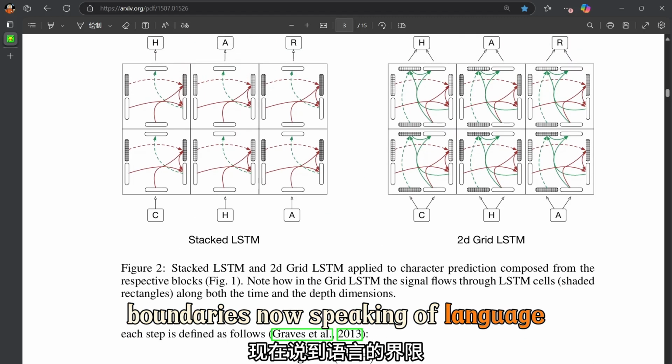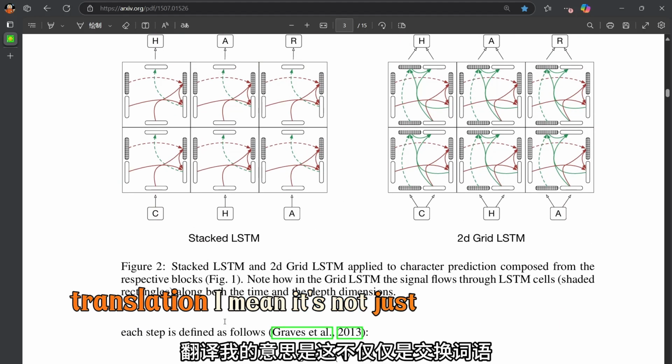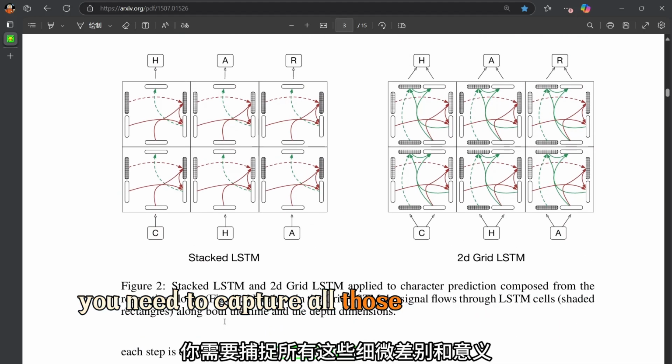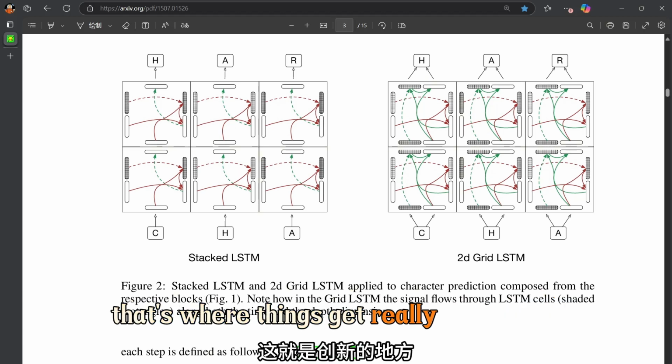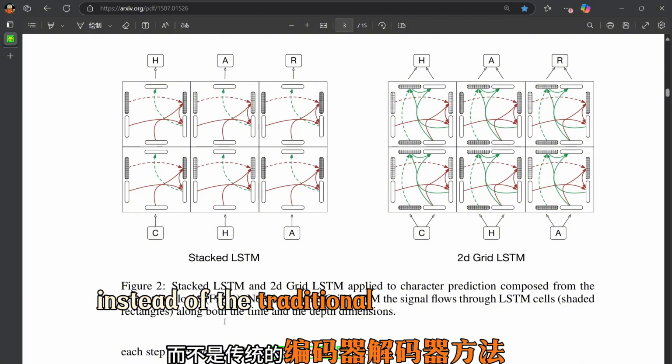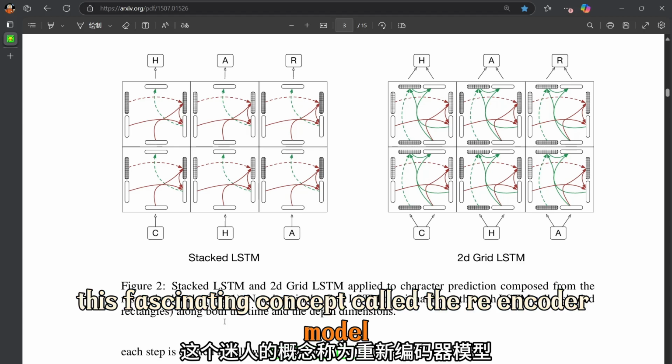Now, speaking of language, how does Grid LSTM handle something as complex as translation? I mean, it's not just about swapping words. You need to capture all those nuances and the meaning. I'm curious to see how they tackle this. That's where things get really innovative. Instead of the traditional encoder-decoder approach, the researchers came up with this fascinating concept called the Reencoder model.